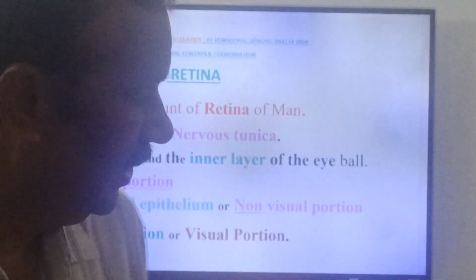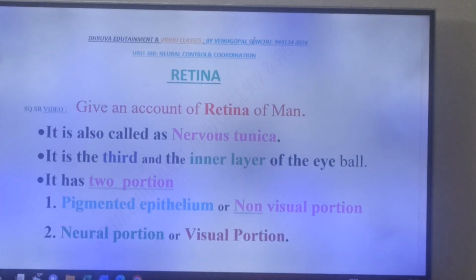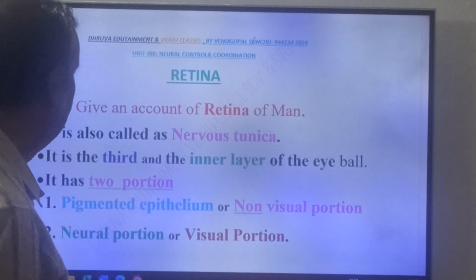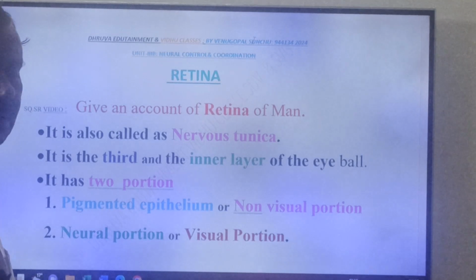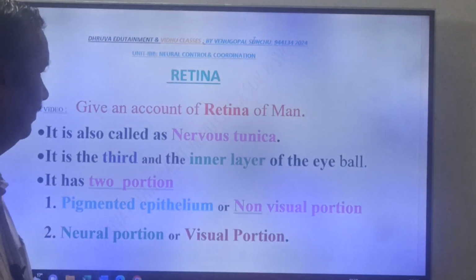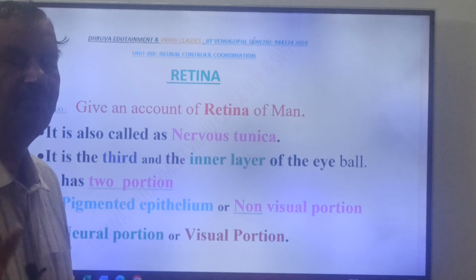Friends, this question is from Unit 3B, that is Neural Control and Coordination of Intermediate Second Year. See, give an account of retina of man. Retina of man.